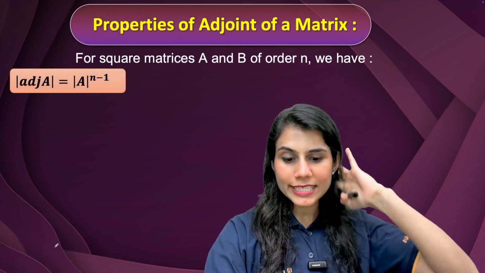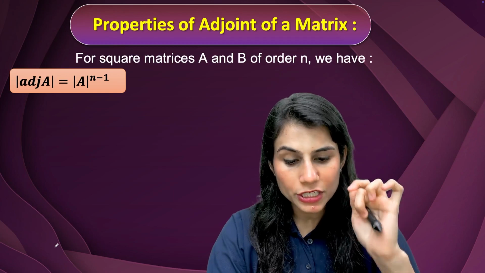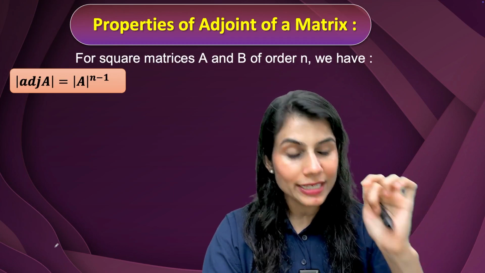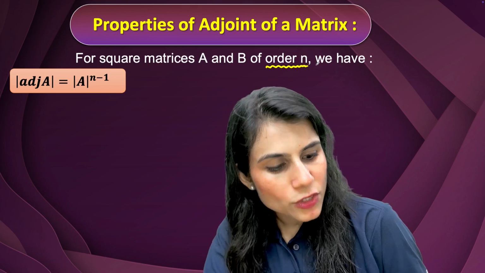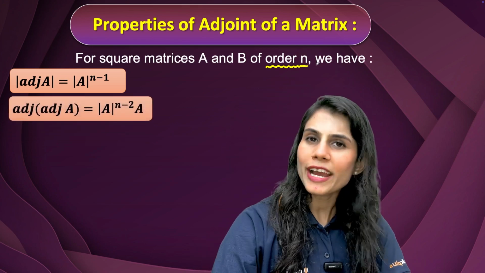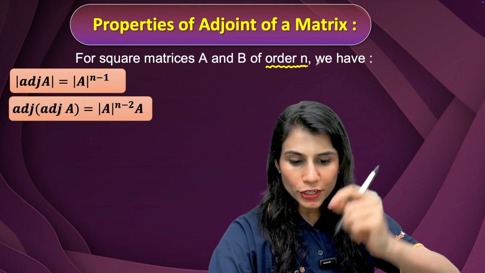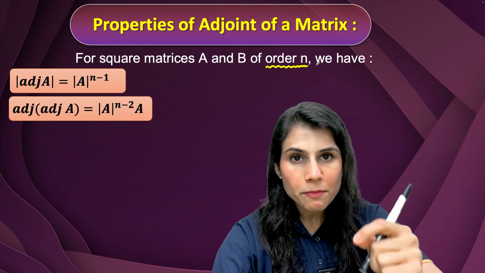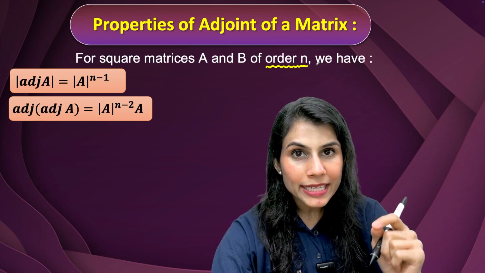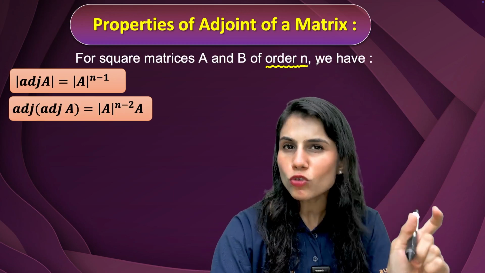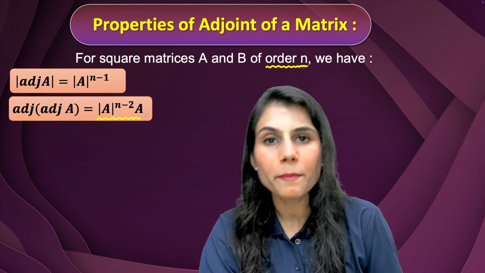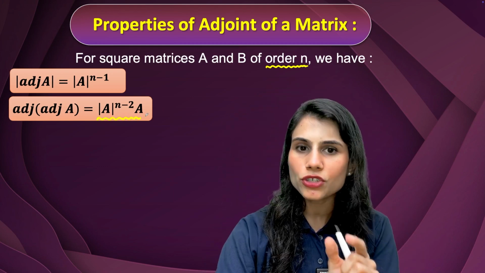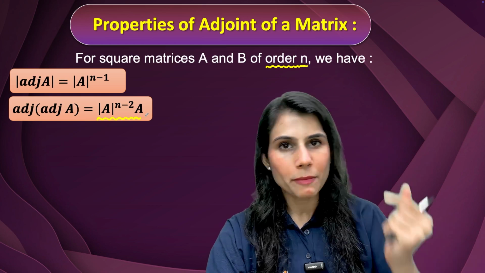The first property says determinant of adjoint of A is determinant of A to the power n minus 1. Here A, mind it, is a square matrix of order n. Let's go ahead to the next property. Adjoint of adjoint of A is determinant of A to the power n minus 2 times A. That means adjoint of adjoint of A will turn out to be a matrix. The answer is it will be a scalar multiple of the matrix A. What is the scalar attached here? Determinant of A to the power n minus 2.